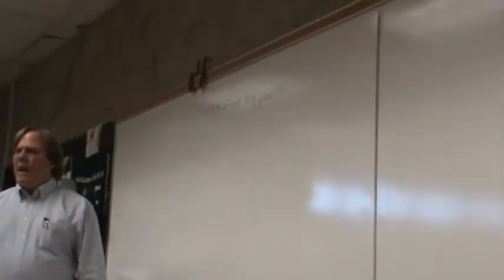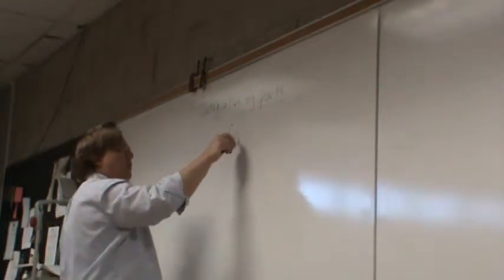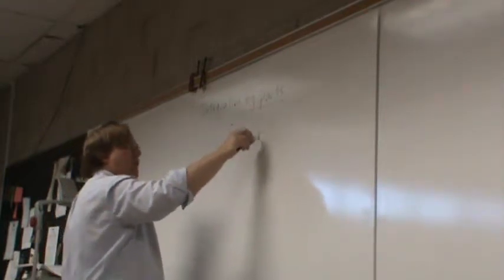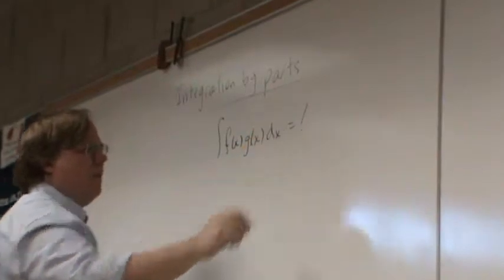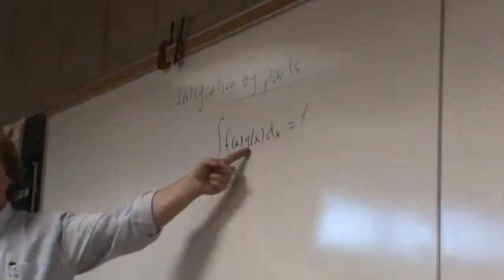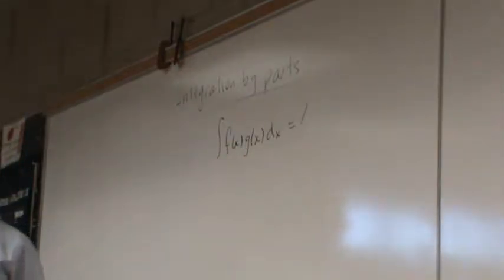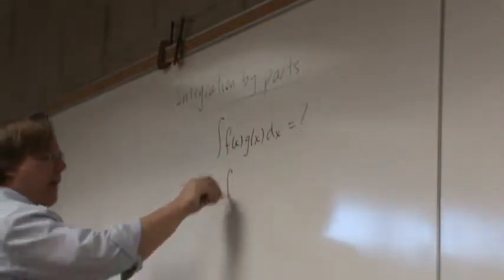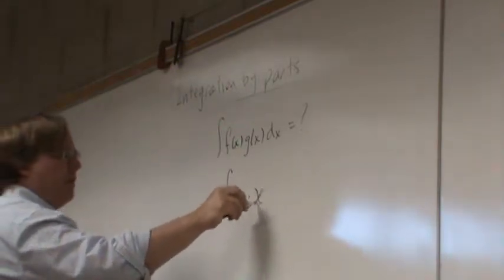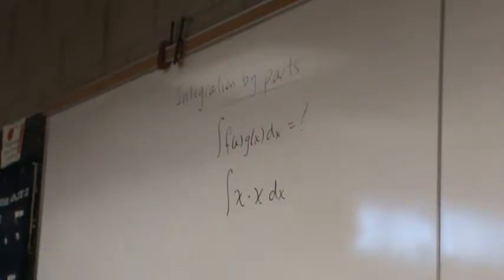Integration by parts answers the question, what if I have the integral of two functions, f of x times g of x? Well, we know I can't just take the antiderivative of f of x and the antiderivative of g of x and multiply them together, right? We know that's not true. I can give you something as simple as this, right? What's the antiderivative of x times x?